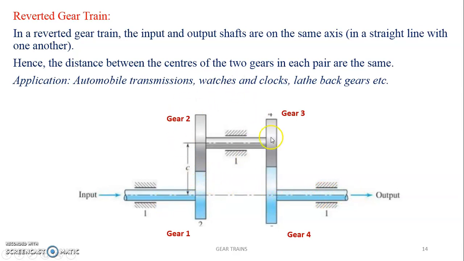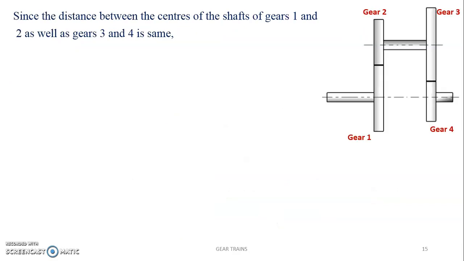This kind of compound gear train, where the input shaft and the output shaft are on the same axis, is known as a reverted gear train. Here the distance between the centers of the two gears in each pair is the same. If you see, the center distance between gear 1 and gear 2 and between gear 3 and gear 4 are the same. This kind of gear train is also used in many applications like automobile transmissions, watches and clocks, lathe gears, etc.